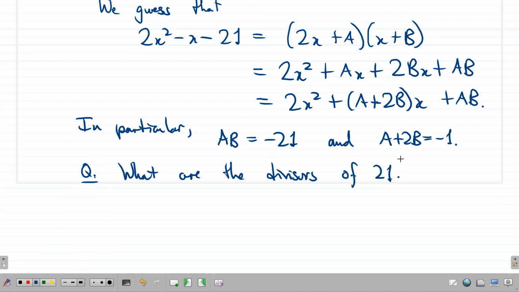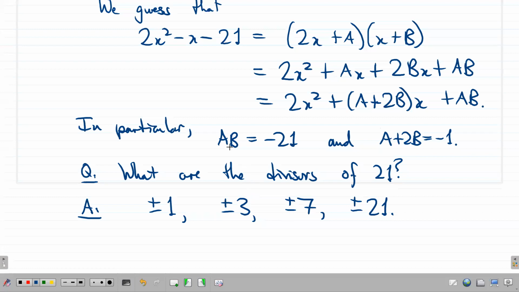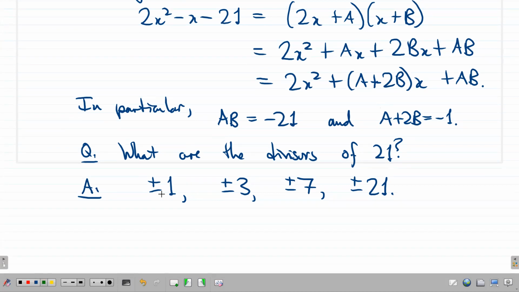Well, they come from a very select list. There's only essentially 8 of them. You could have plus or minus 1. You could have plus or minus 3. You could have plus or minus 7. And lastly, you could have plus or minus 21. These 8 possibilities are the only whole numbers, the only integers that divide into 21. So that gives us the possibilities for capital A and capital B. So we're going to do a little trial run. We're going to trial each of these possibilities and see what we get.